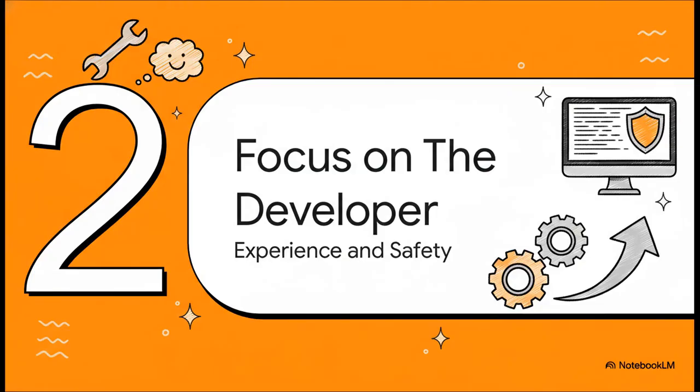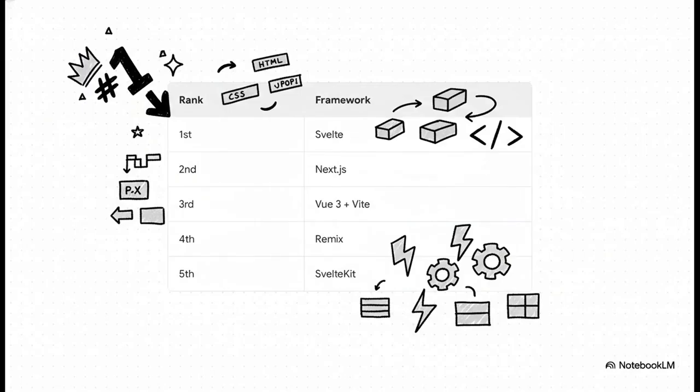Okay, we've taken care of the user, but what about us, the people in the trenches actually building this thing? Let's shift our focus to the development team. This is all about productivity, developer happiness, and, just as important, writing code that doesn't break. And would you look at that? Svelte is back at #1.